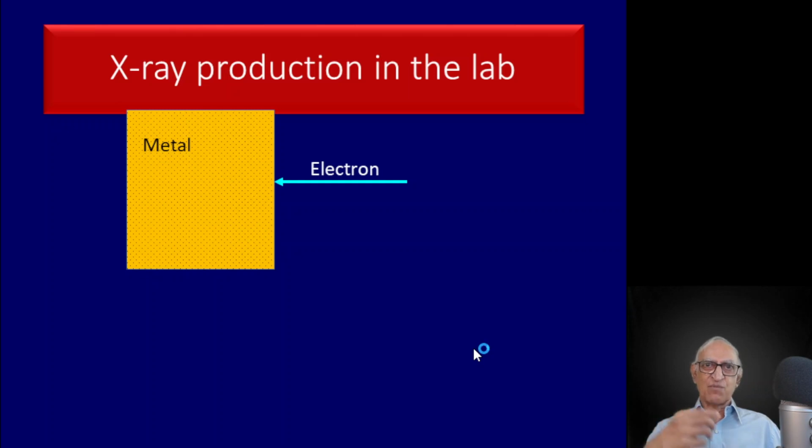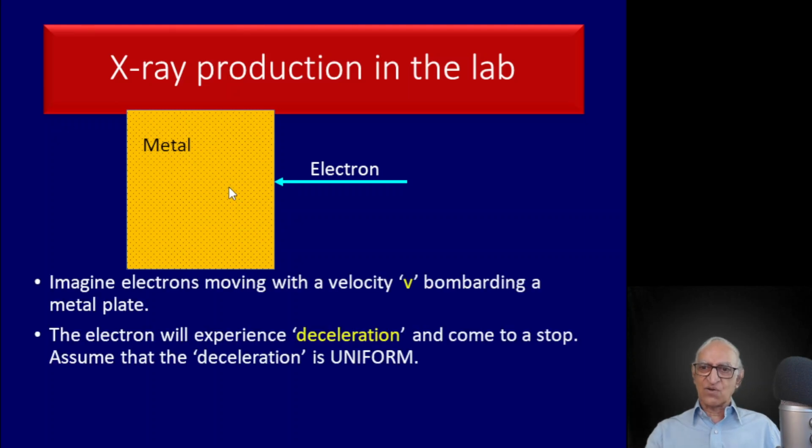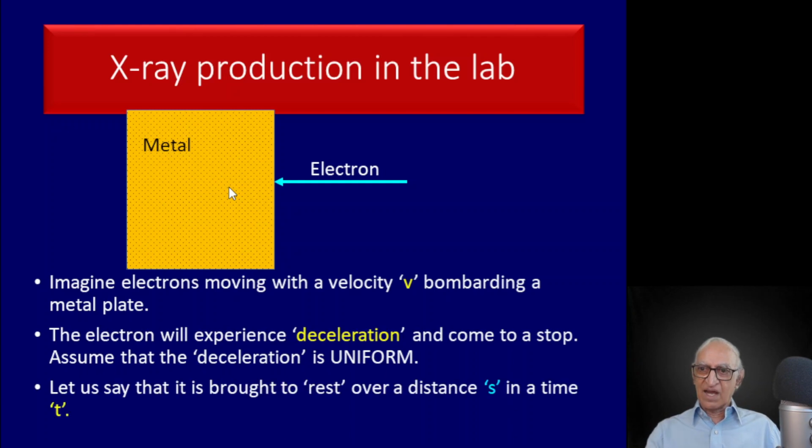Now, if you have a problem with your foot after playing football, you go to an orthopedic doctor and take an X-ray. How are these X-rays produced? This is how they are produced. An electron gun fires electrons with high velocity into a metal plate, and the electron decelerates and comes to a stop after a certain distance. And this decelerating electron emits radiation.